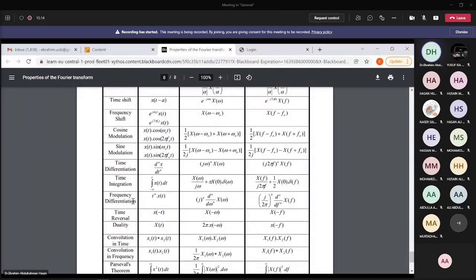Frequency differentiation. So if we have t multiplied by x of t, then the Fourier transform for this one, in omega, is equal to j to the power of n times the nth derivative of x of omega. And if you work with f, then omega is equal to 2 pi f, so take 2 pi out, then it becomes j divided by 2 pi to the power of n. And this is frequency differentiation.